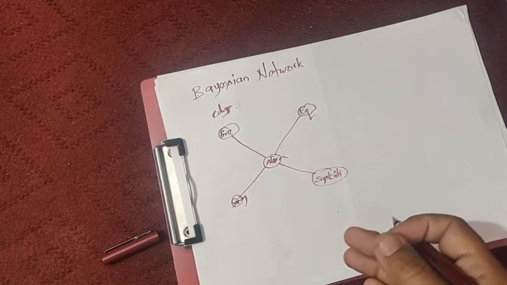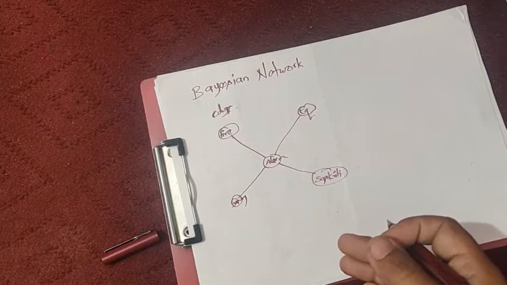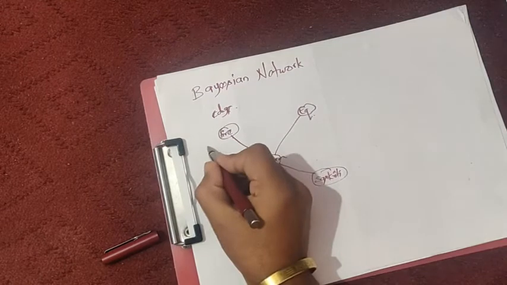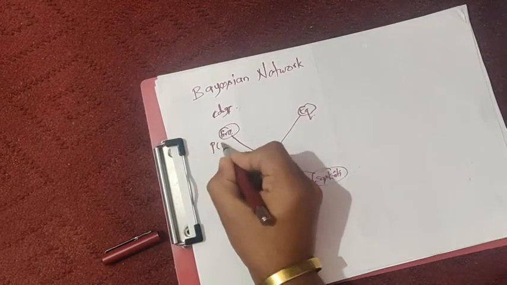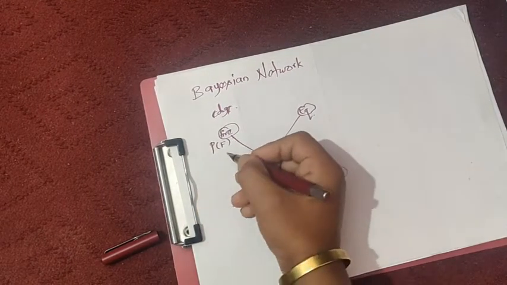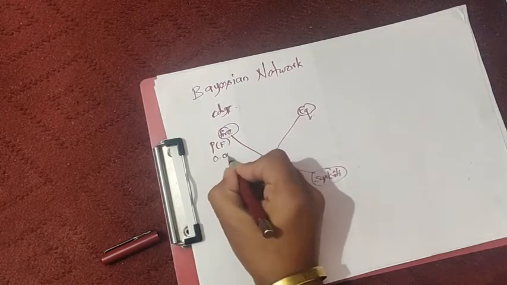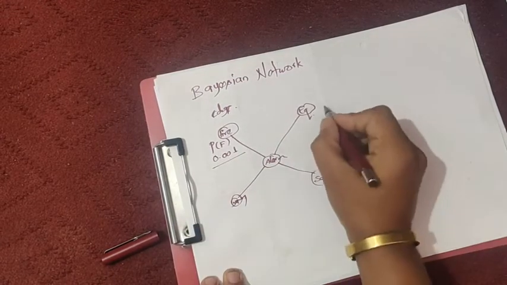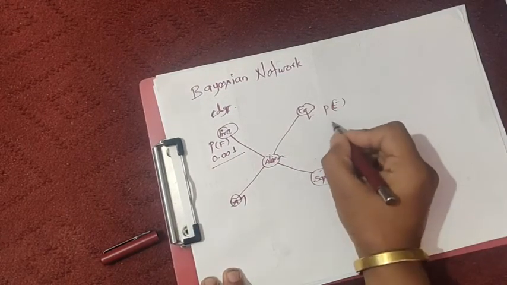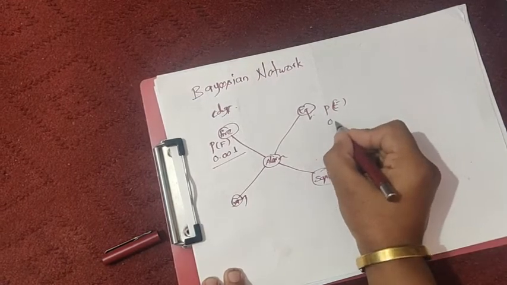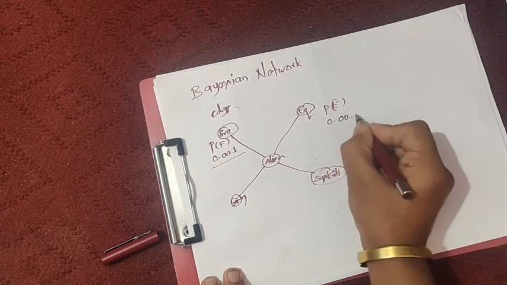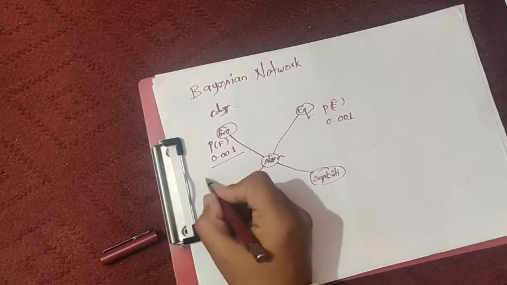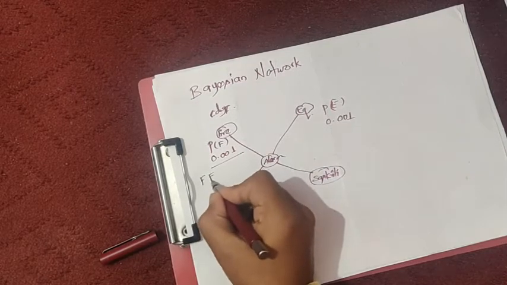Let us consider the probability for each. The probability of fire, P(F), let it be 0.001. For earthquake, P(E), let us suppose it is also 0.001. And then the probability of the alarm given fire and earthquake.